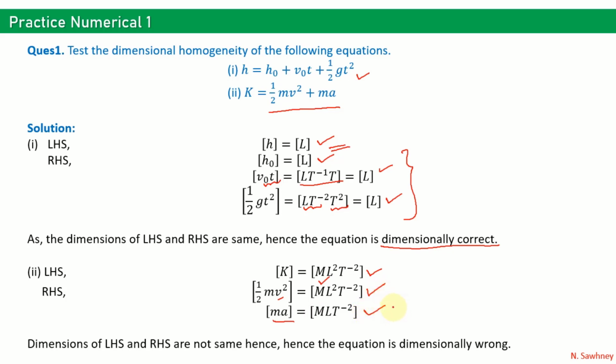But this dimension is not the same as the left hand side dimension of kinetic energy. So if we view carefully, the left hand side and right hand side dimensions are not the same, and hence the above equation is dimensionally wrong.